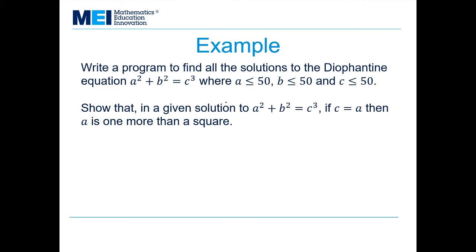So write a program to find all the solutions to the Diophantine equation a squared plus b squared equals c cubed, where a, b and c are less than or equal to 50. And then using our solutions, show that for a given solution, if c is equal to a, then a is one more than a square number. So let's have a go at writing a program first of all.